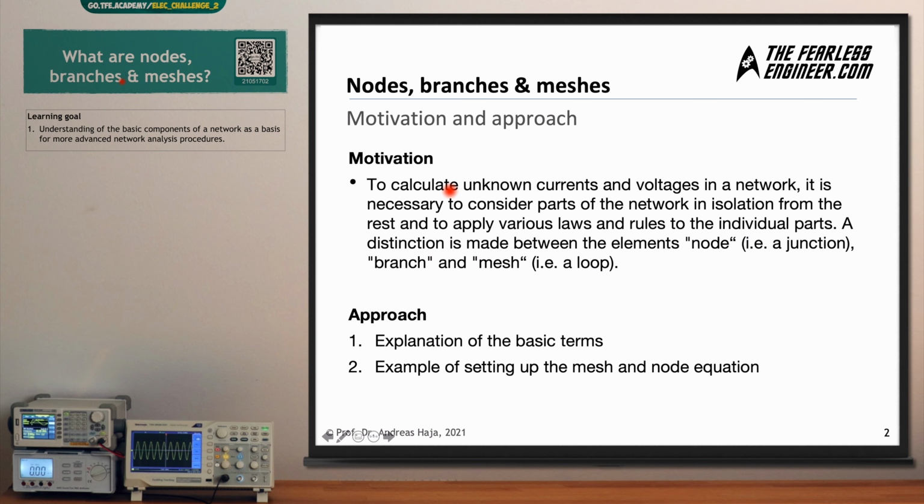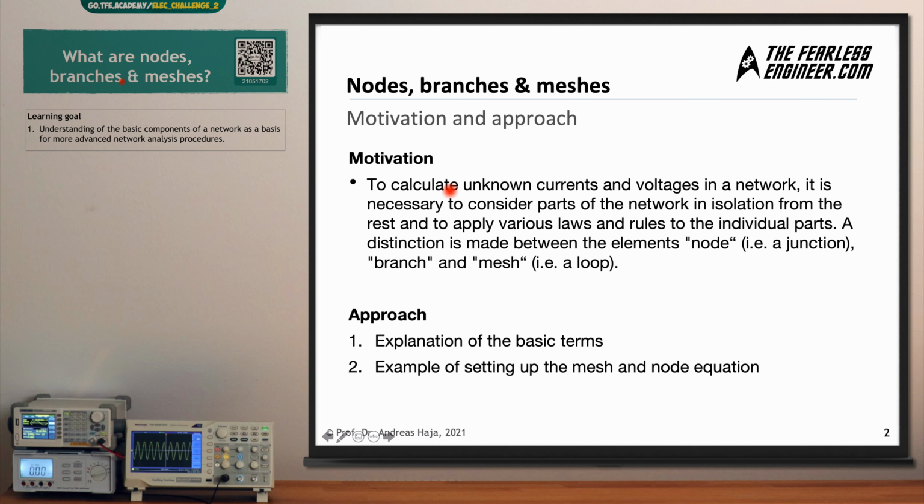Now, in order to compute unknown currents and voltages in a network, it is necessary to consider parts of the network in isolation from the rest. So we do not always need to consider the entire network, but sometimes we're going to look only at small parts and apply various laws and rules to these individual parts. And we need to differentiate between the elements of a network in order to apply the equations which we have talked about in previous videos. For example, the node rule, the mesh rule, also the current divider and voltage divider, and all of these rules.